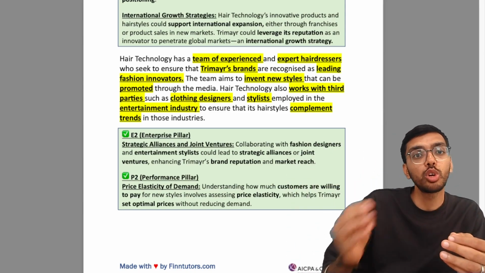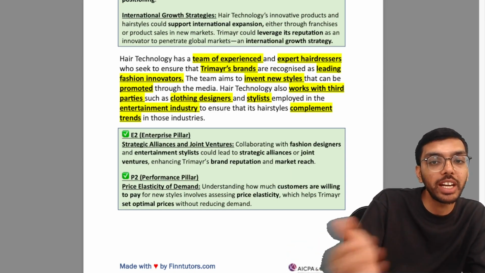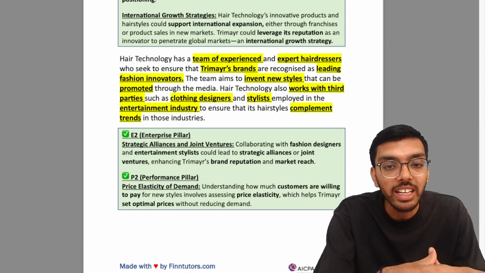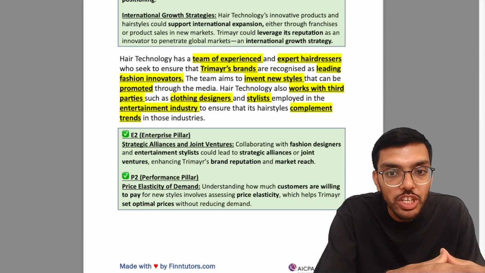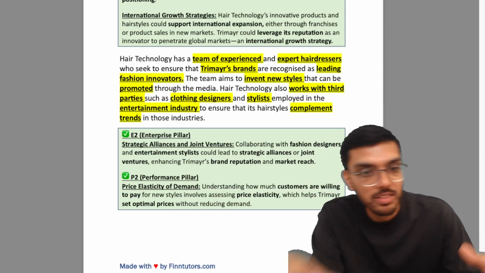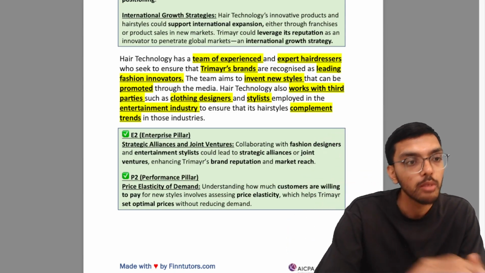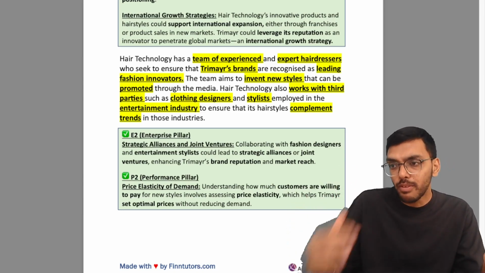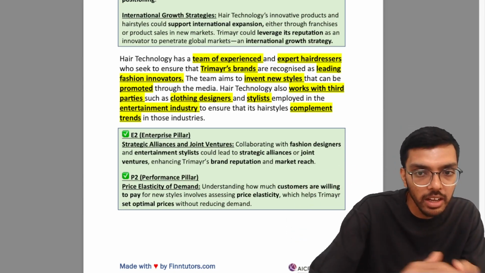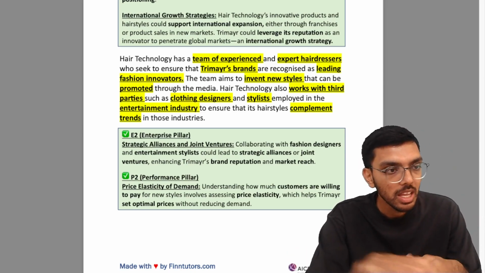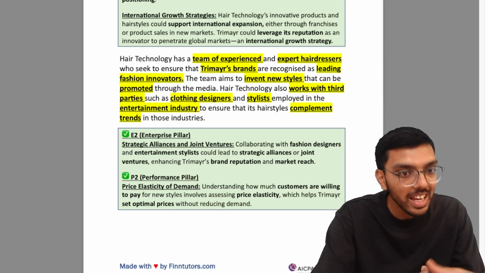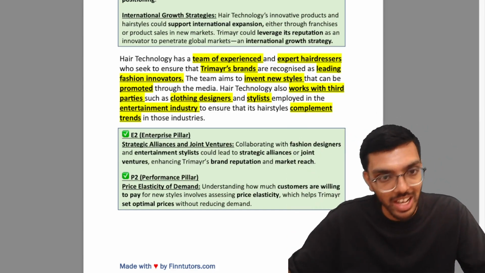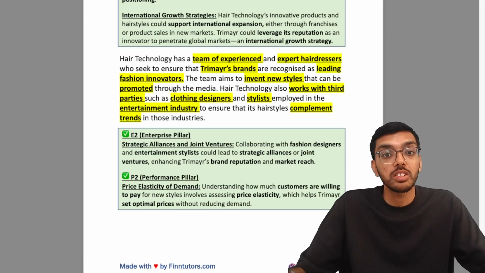So this could be the chance to collaborate with other fashion designers. This could create strategic alliances or joint ventures which can enhance Trimayr's brand reputation. For example, you create a joint venture or a strategic alliance with a very, very well leading fashion designer, and then under that joint venture only you are allowed to replicate those hairstyles. Maybe this can bring more customers.